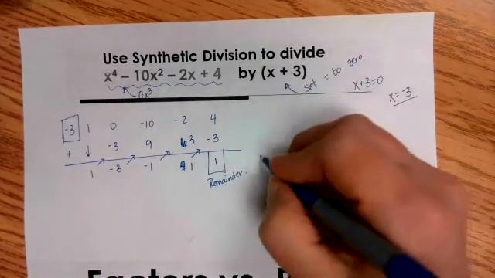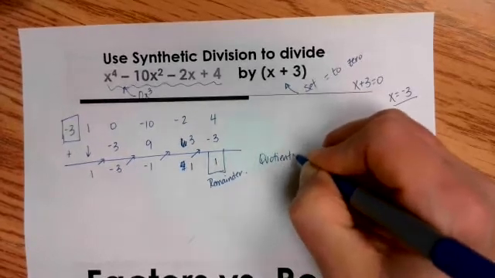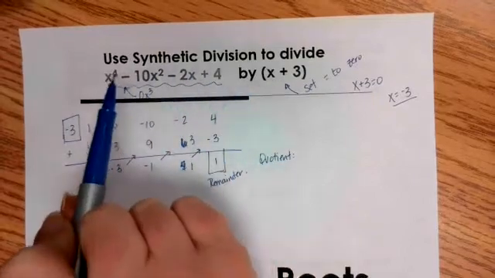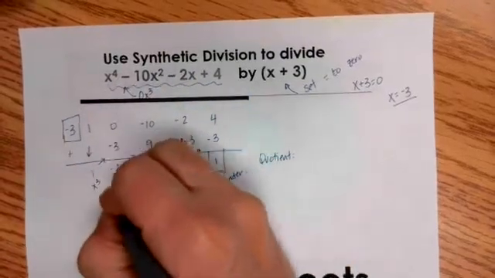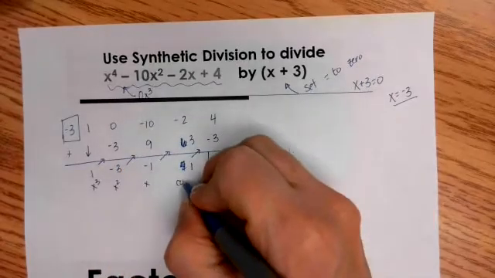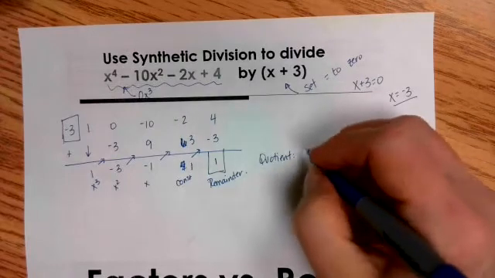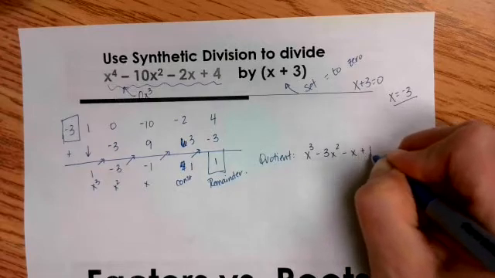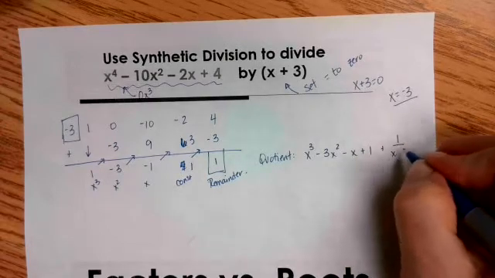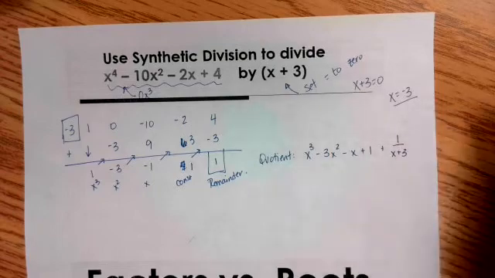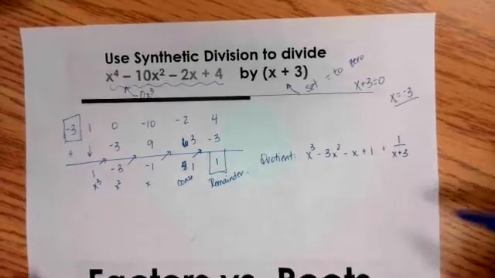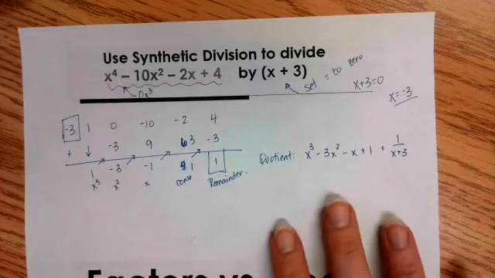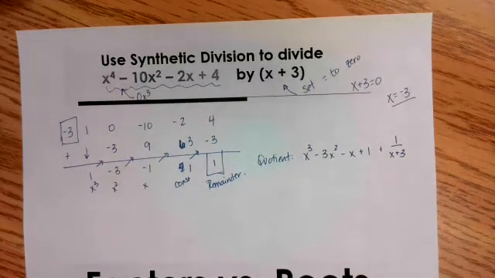So my quotient for this problem is, and I always go down 1 degree from what I started with. So when I divide by a linear factor, we always go down by 1. So this is going to be x cubed, x squared, x to the 1st, my constant, and then if I have a remainder. So I have x cubed minus 3x squared minus x plus 1 plus my remainder 1 over my divisor original x plus 3. Synthetic division. We're going to do a lot of it. If you don't like synthetic, you can always go back to long division. I prefer synthetic, so I will be doing synthetic division instead of long division.